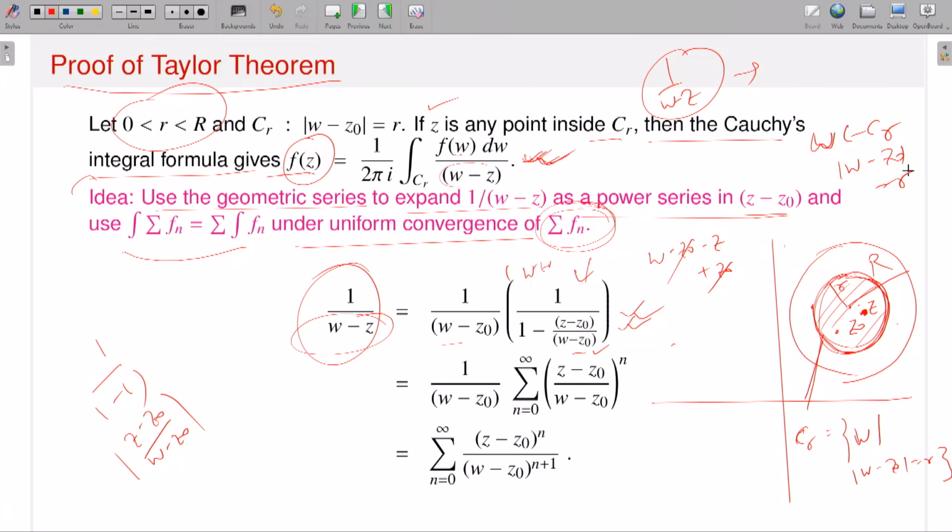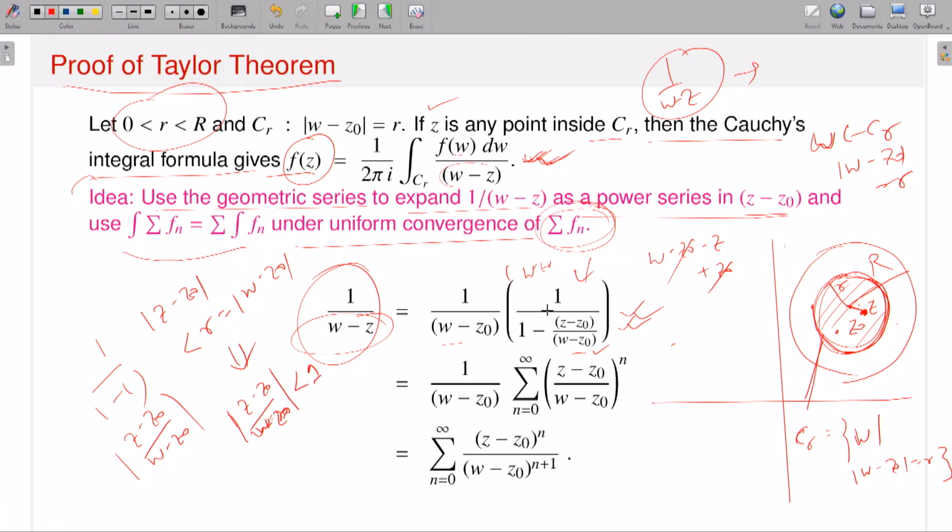But z I am taking interior to CR. That means the distance between z and z0 is strictly less than r, which is exactly equal to the modulus of w minus z0. What does it imply? It implies that the absolute value of z minus z0 divided by w minus z0 is strictly less than 1. That is very important.